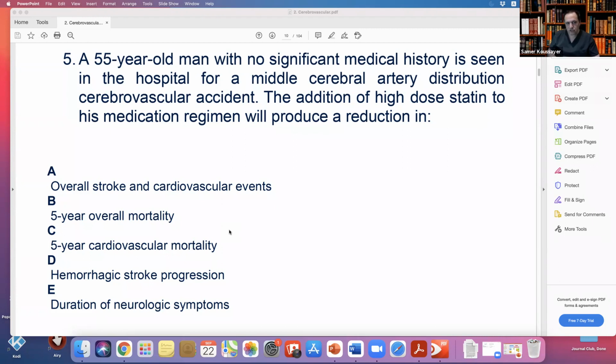Hemorrhagic stroke progression, not a major increase. The duration of neurological symptoms is no different. Not much in this question, really. You just have to know the trial. But this is the advantage of why we add statin to the aspirin, because they found in this trial it decreased your stroke and cardiovascular events. Okay. So not much really about this.